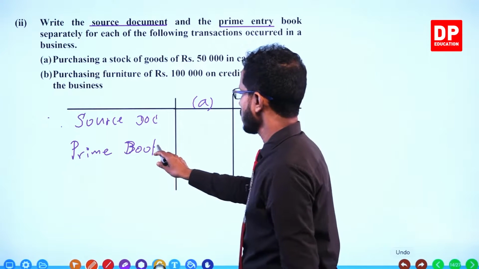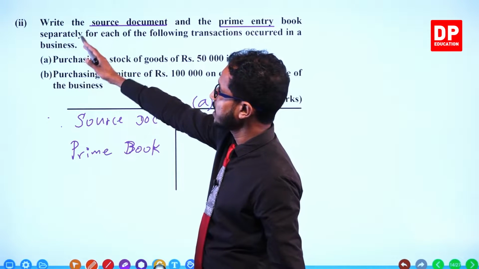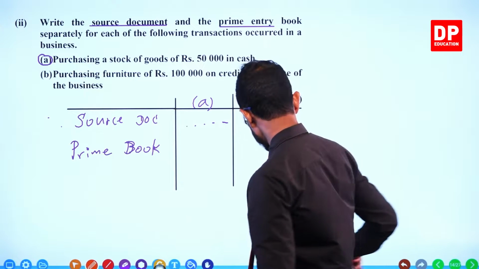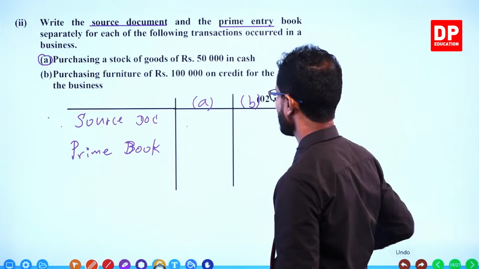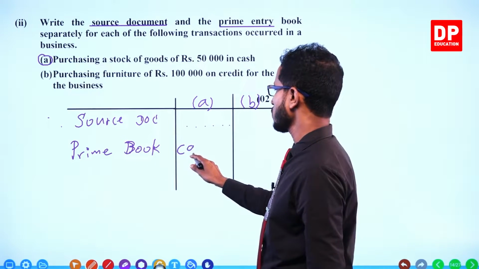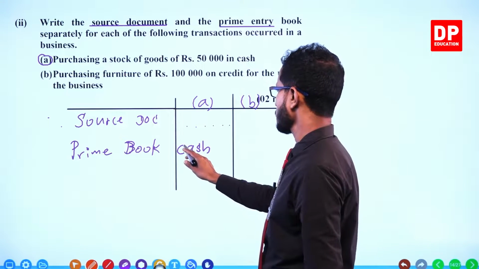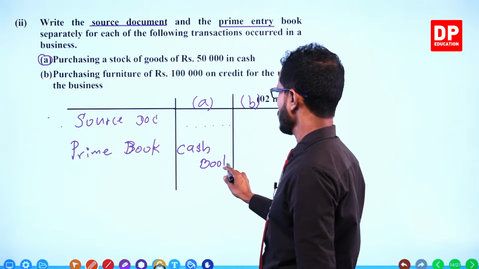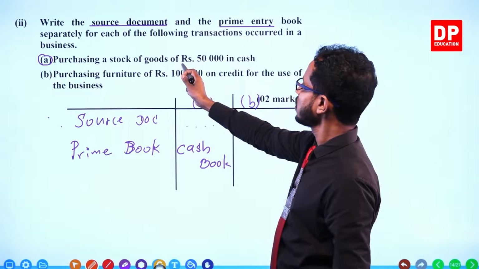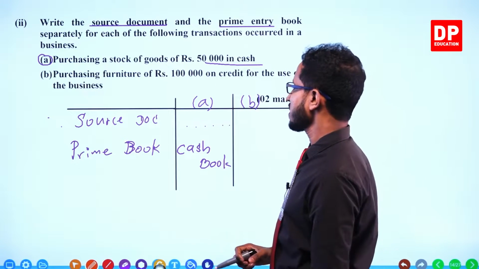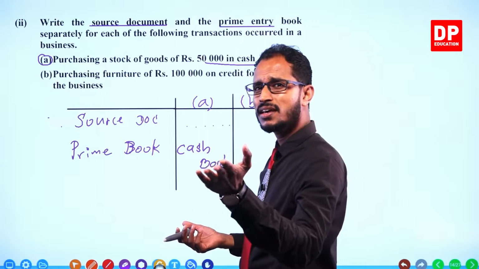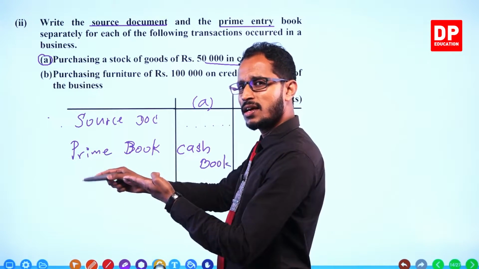This is A. Source document. What is the source document? I already told you the prime entry book. This is the cash book for transaction A, purchasing a stock in cash. What is the source document for cash? Tell me. Cash outflow, cash payment. Paying voucher.